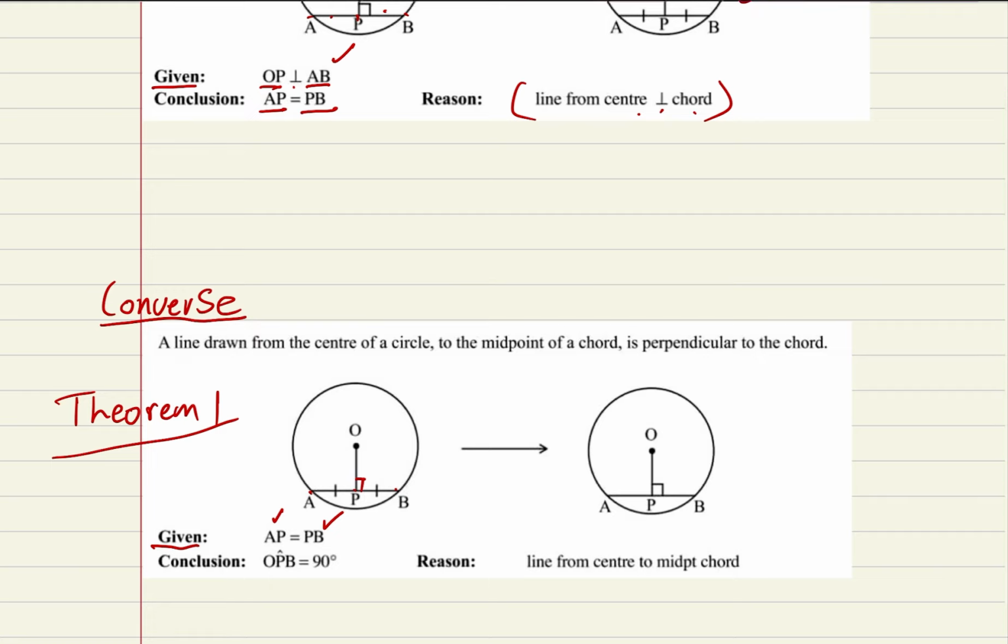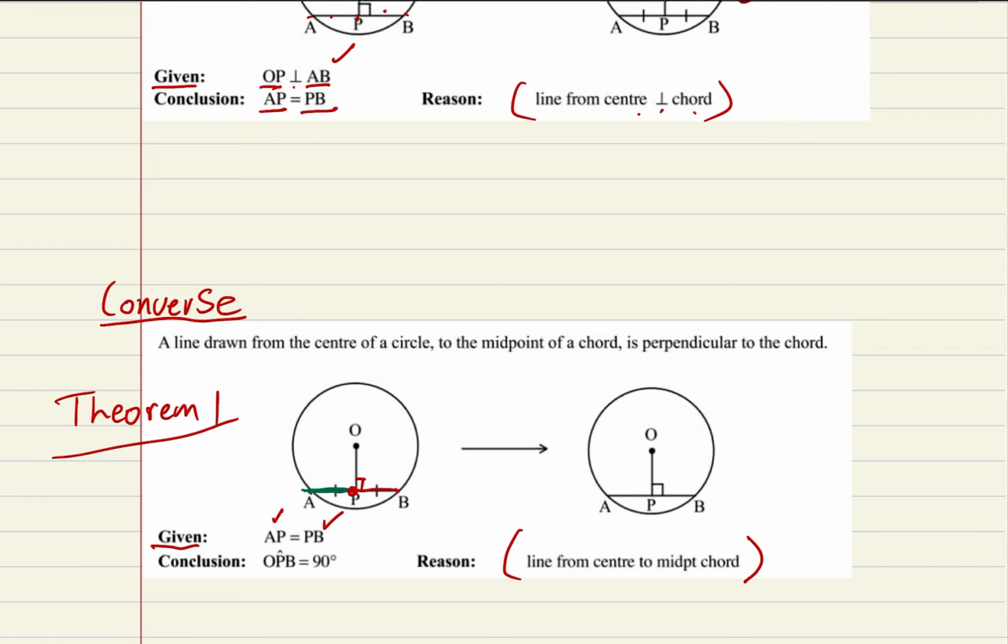Then the converse says a line from the center to the midpoint of the chord. So why do we say this is a midpoint? It's because this line is equal to this other line. Since these two lines are equal, we now know that this is a midpoint. That is where it is being separated, that PB is equal to AP. That's why we said a line from the center to the midpoint of the chord.